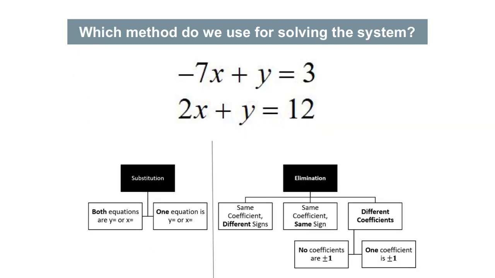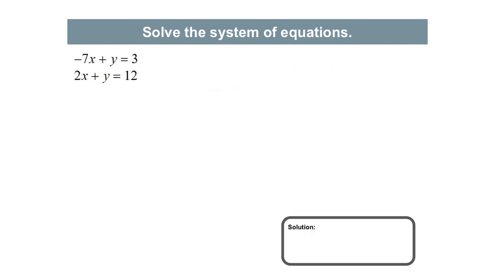Think about which method you should use to solve this problem. You should have chosen same coefficient, same sign. So this is another elimination problem. For this problem, we will multiply either equation by negative 1. It doesn't matter if it is the top or the bottom. So we will get 7x minus y equals negative 3, and 2x plus y equals 12.